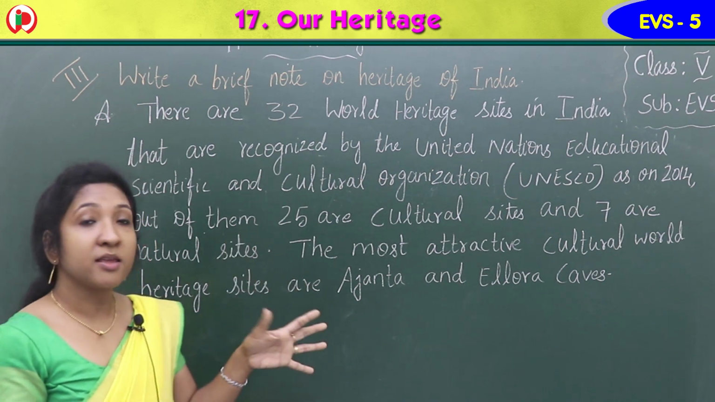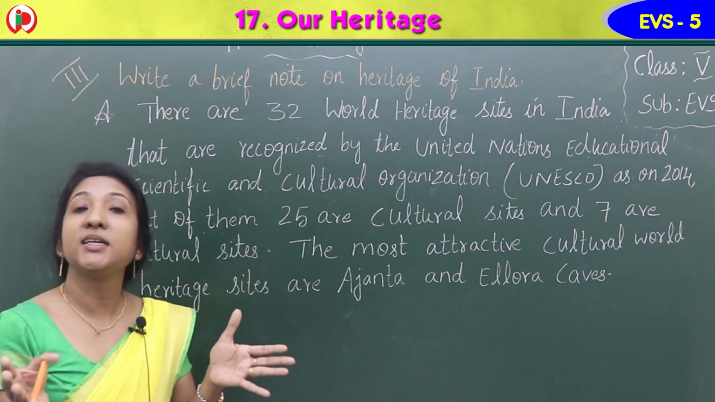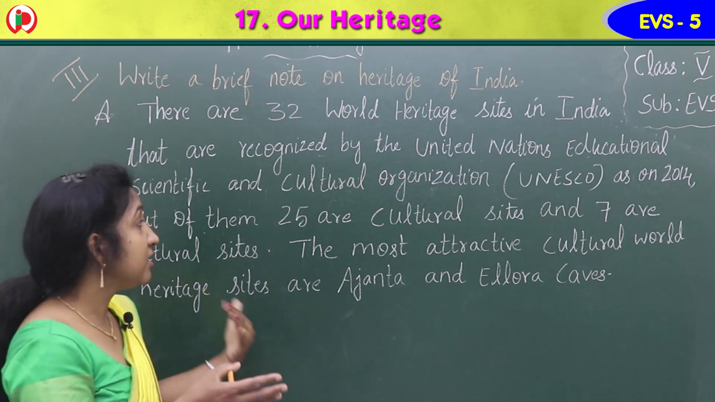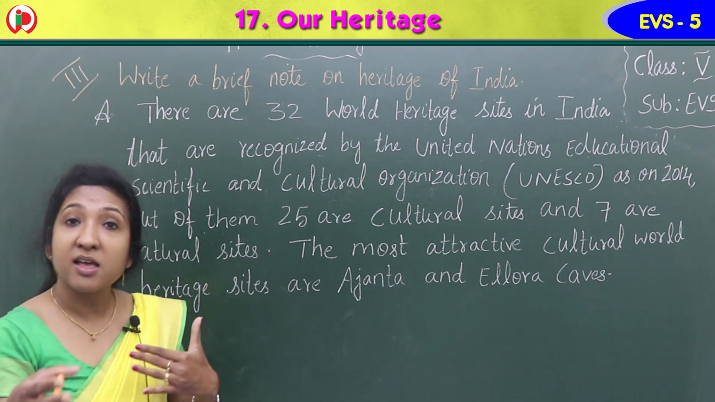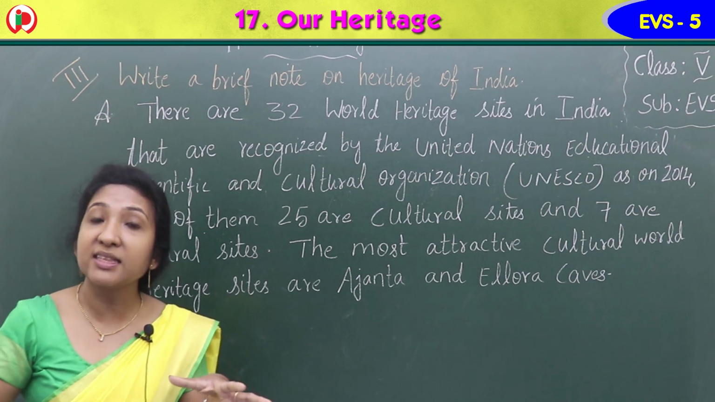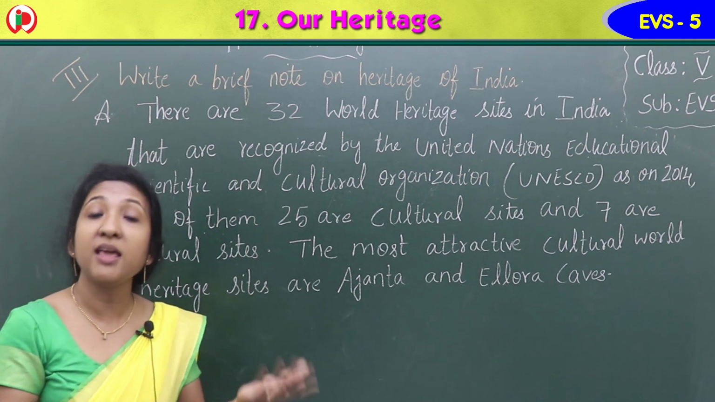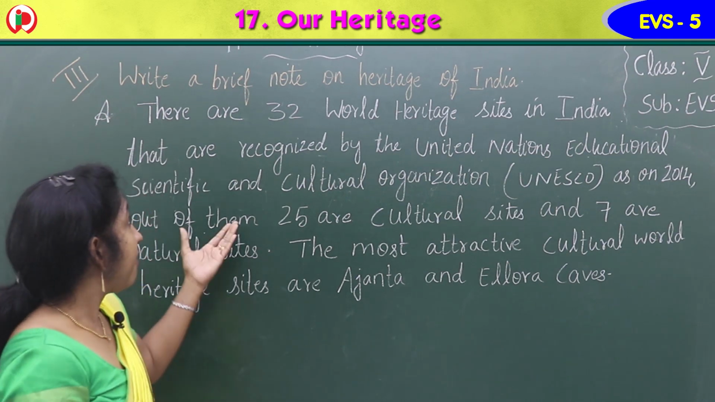So there are 32 World Heritage Sites. Among them, 25 are cultural and 7 are natural, and these World Heritage Sites are recognized by UNESCO. So you have to write like this.